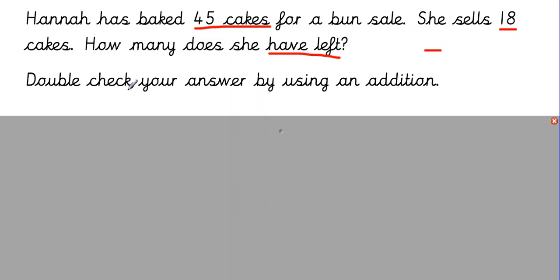So then we need to double check our answer by using an addition. Okay, so we need to be doing the inverse. So once you've got your answer, to do your addition, you would do your answer plus 18 to see if you've got 45. Pause the video now and have a go.